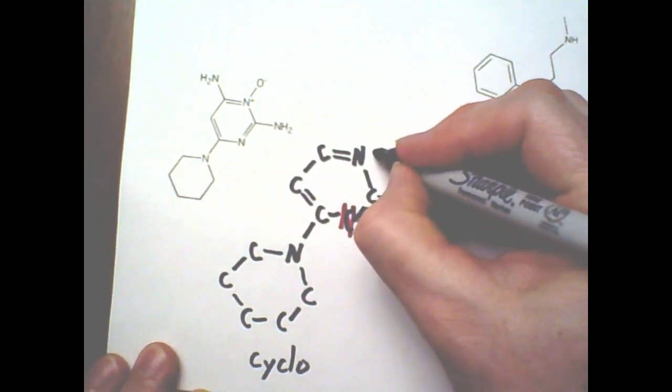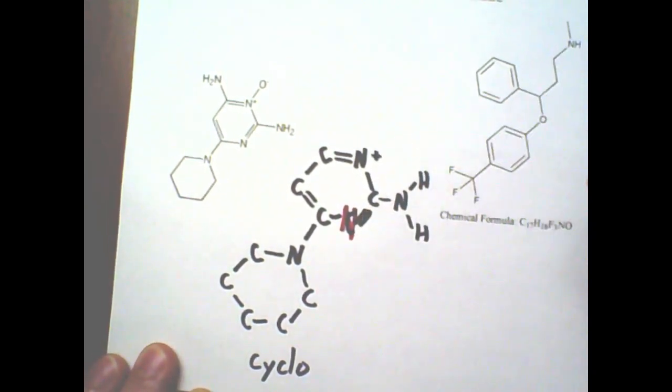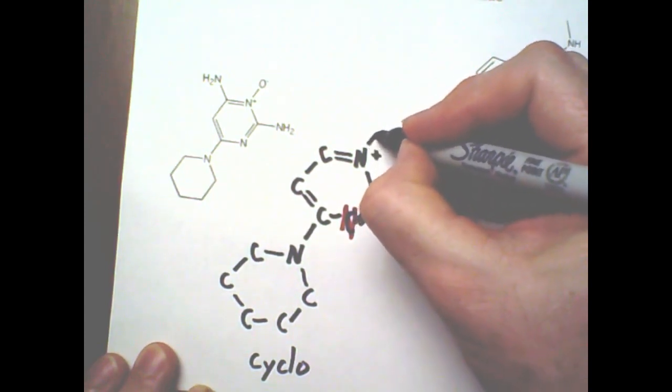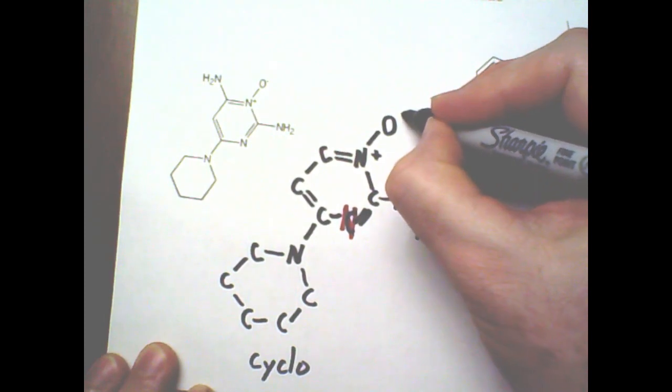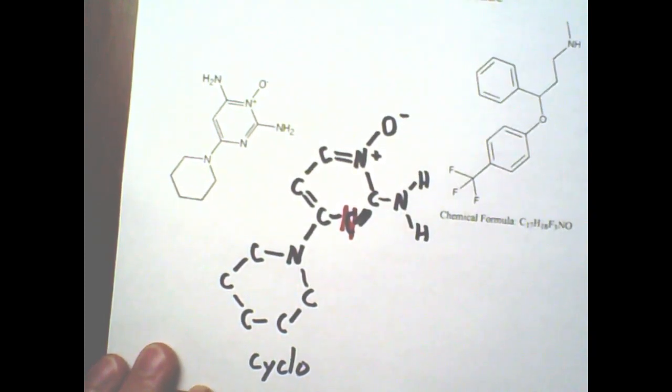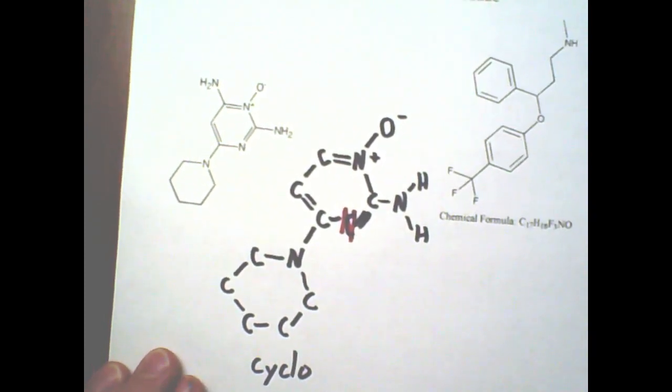All right, this N has a plus on it. Plus reminds us it's missing an electron. This O has a minus on it, although it's rather small. It tells us it has an extra electron.